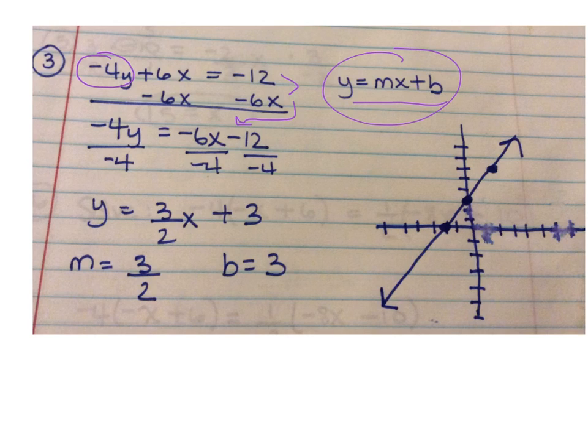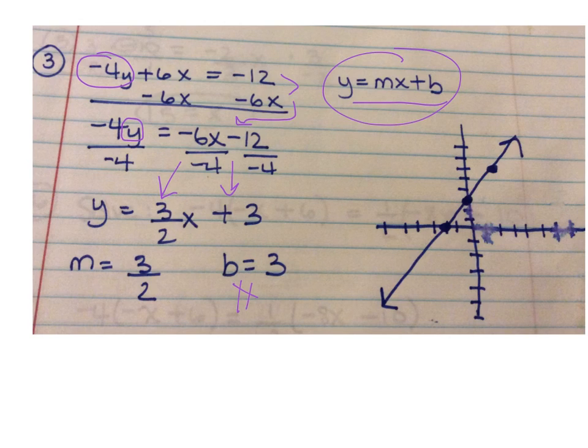I want the y by itself, so I have to get rid of that negative 4. So I'm going to divide both sides by negative 4 because it was multiply. Opposite of multiply is divide. Divide everything by negative 4. Negative 6 over negative 4 reduces to 3 over 2x. And negative 12 over negative 4 reduces to positive 3. So m is 3/2, b is 3.